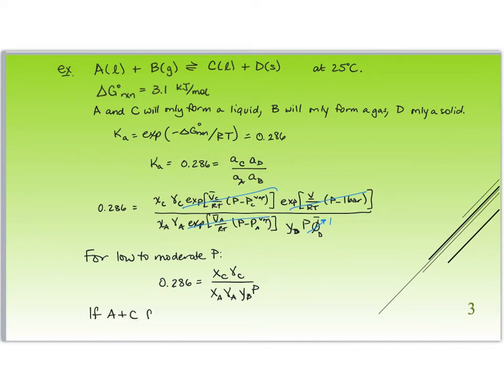If A plus C form an ideal liquid, then gamma of A and gamma of C will be 1. And so 0.286 is equal to x sub C over x sub A, y sub B, P.